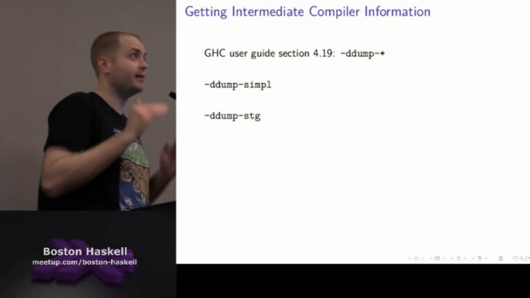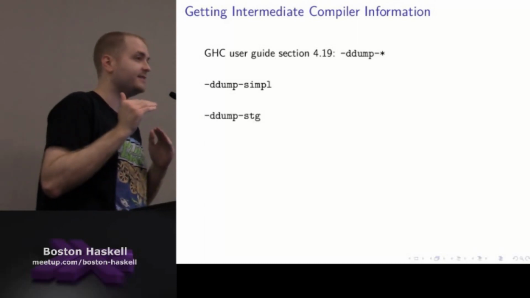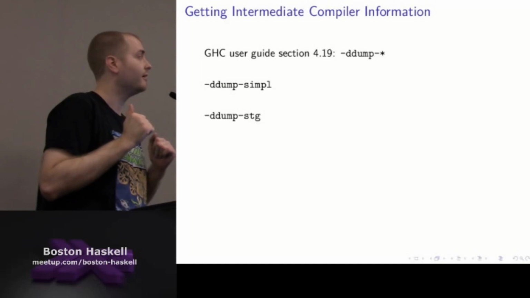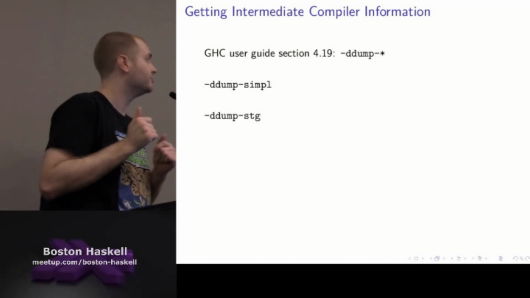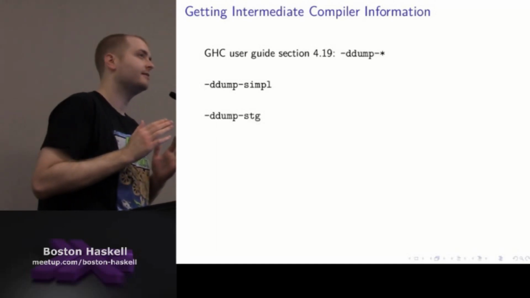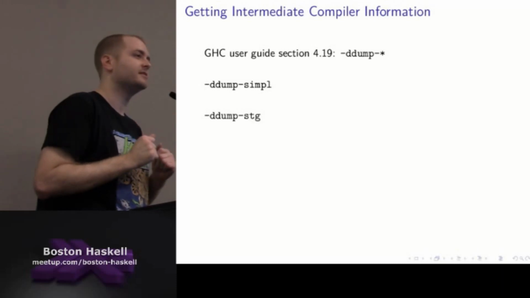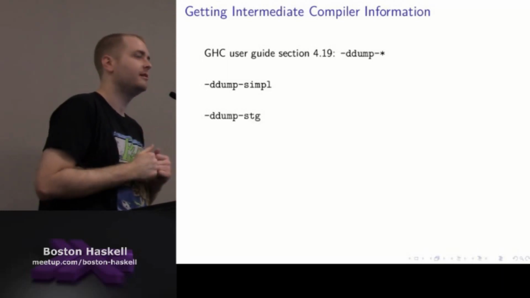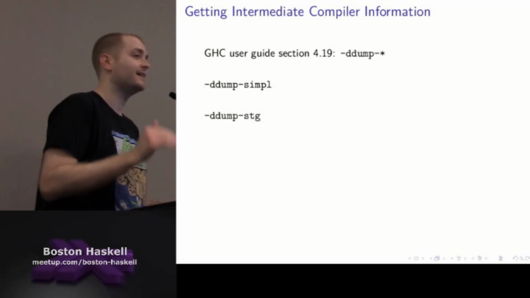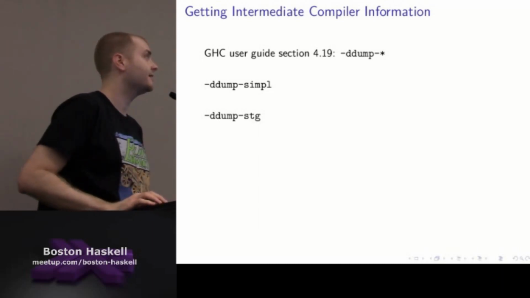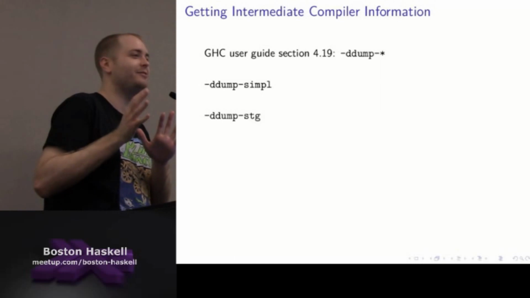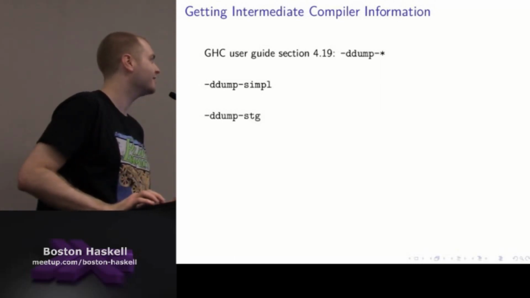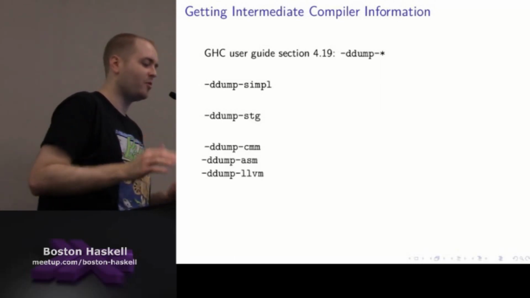There's also a level below that called STG, which I'm going to talk about in just a minute. That is the basis for the machine model of how GHC actually executes your code. So that can be a little bit clearer if you want to understand exactly what's going to happen, on an abstract machine level, not a physical machine level. There are quite a few more.